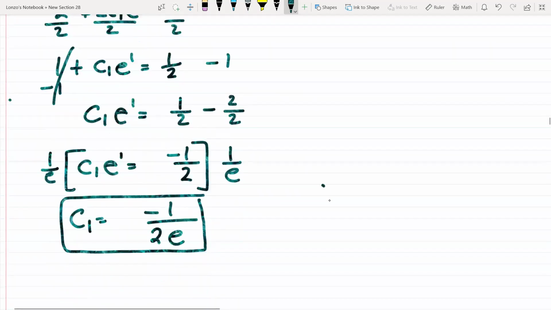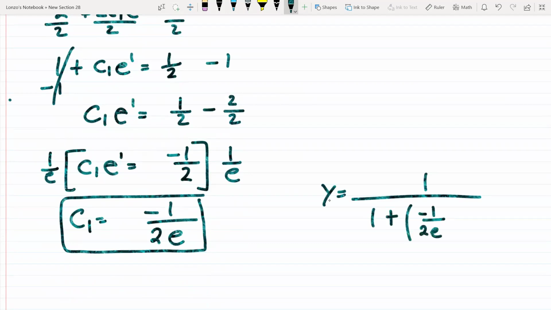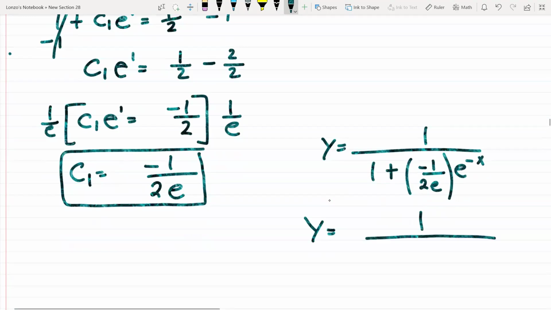So it's plugging the C value into your original equation. So it's going to be y equals 1 over 1 plus my C value, which is this. So it's going to be negative 1 over 2e times e to the negative x. So you can simplify these: negative 1/2 e to the negative x over e to the 1.